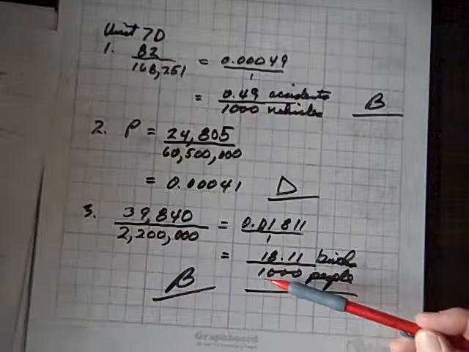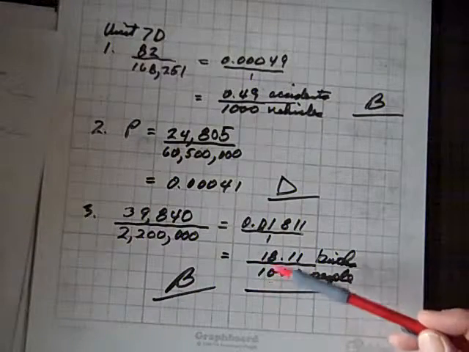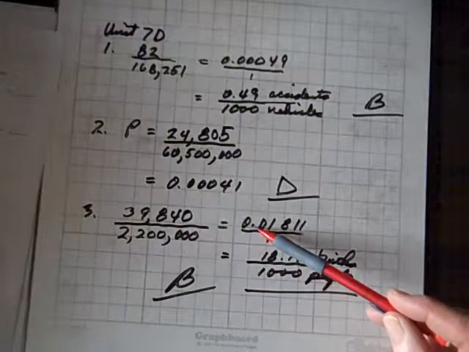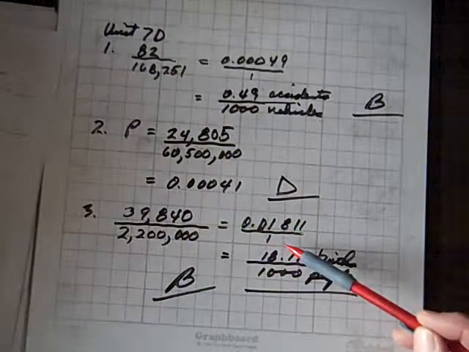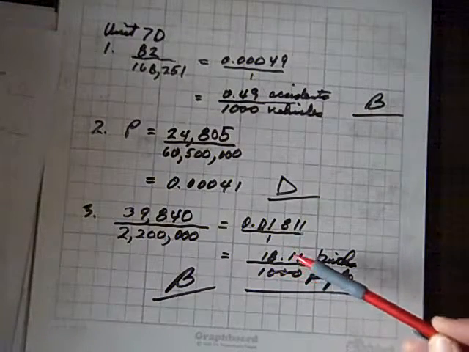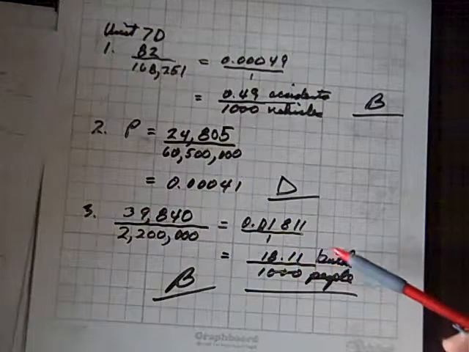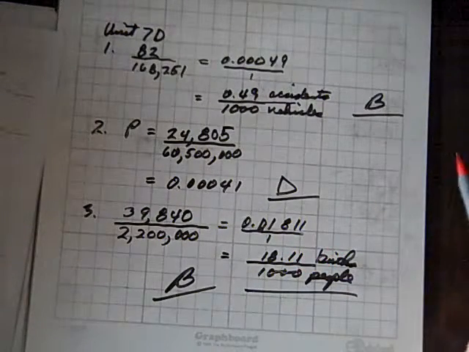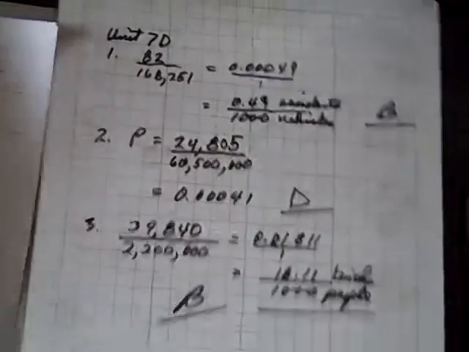We need a rate of births per 1,000 people. So if I move this decimal over 1, 2, 3, then I have to move this decimal over 1, 2, 3 places, giving us 1,000 in the denominator and 18.11 in the numerator. So we've got 18.11 births per 1,000 people, and that's B.